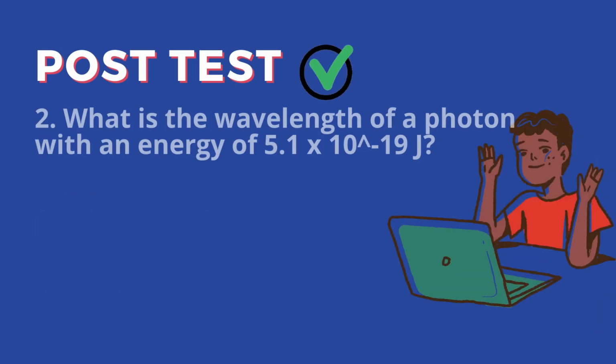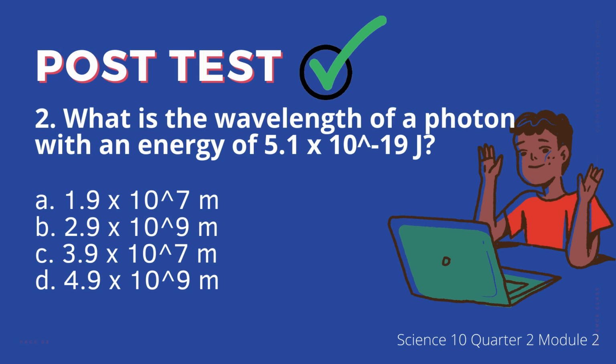2. What is the wavelength of a photon with an energy of 5.1 times 10 to the negative 19 joules? A. 1.9 times 10 to the 7 meters. B. 2.9 times 10 to the 9 meters. C. 3.9 times 10 to the 7 meters. D. 4.9 times 10 to the 9 meters.